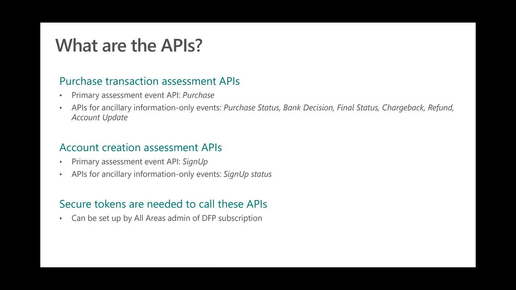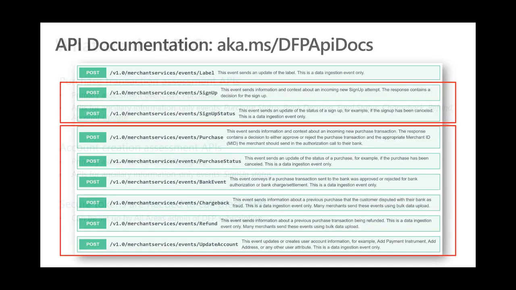For example, in purchase transaction assessment, information like purchase status, bank decision, final status, etc. provide more context around the transaction and make the models better. For example, purchase status event sends an update of the status, whether successful or cancelled. Bank event status tells whether the bank approved or rejected the bank authorization. All the APIs' documentation is on docs.